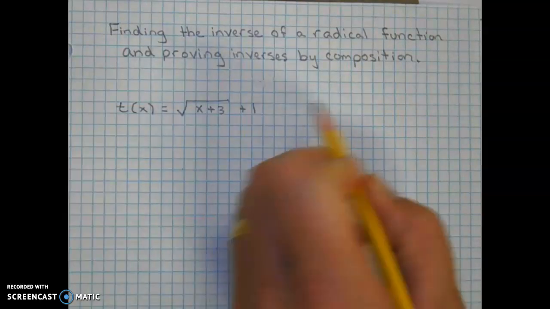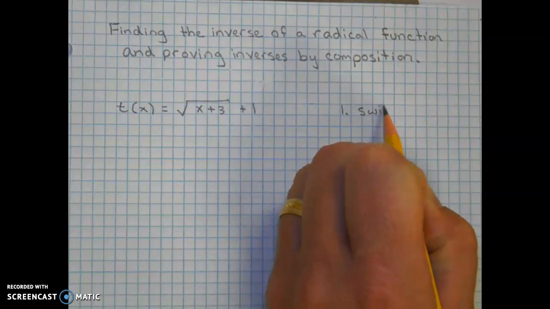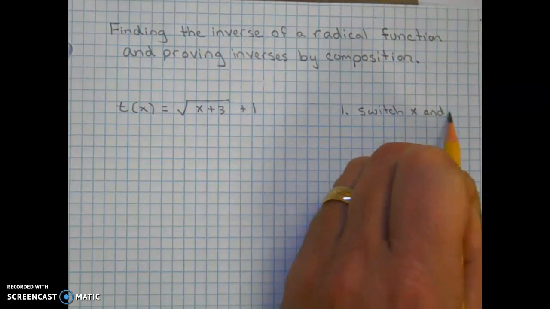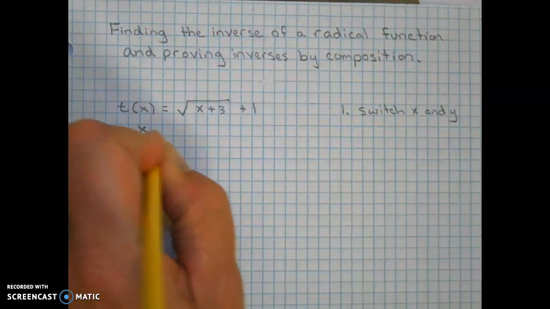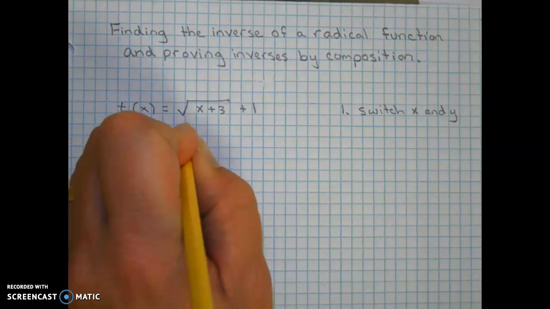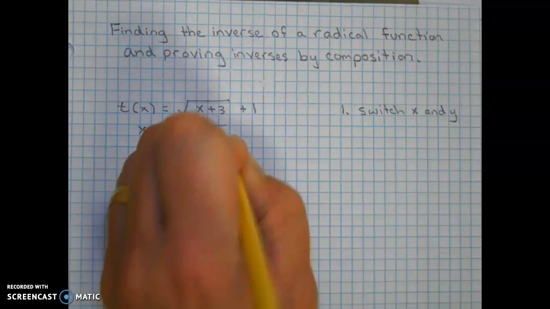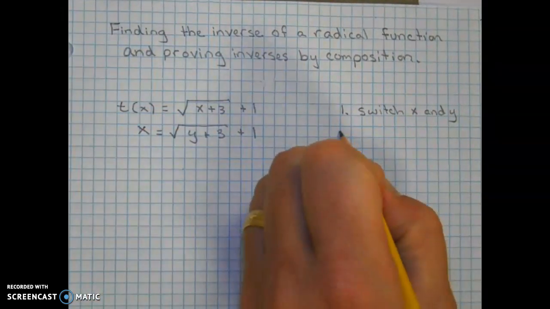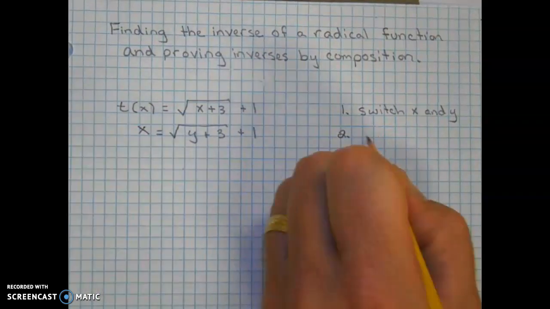So when you're finding the inverse, remember to switch x and y. So t of x is your y, so that's going to become your x. X is going to become your y. Nothing else changes. Okay, second step, we're going to solve this new equation for y.